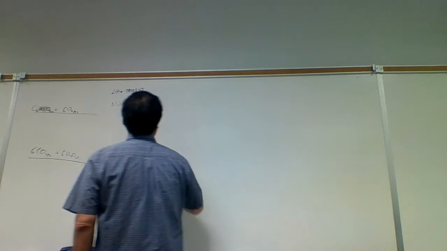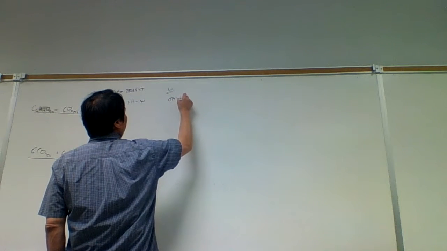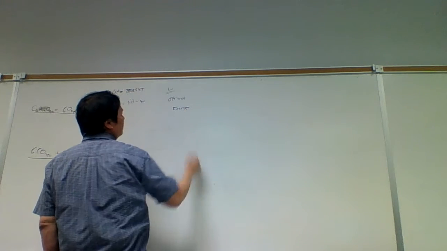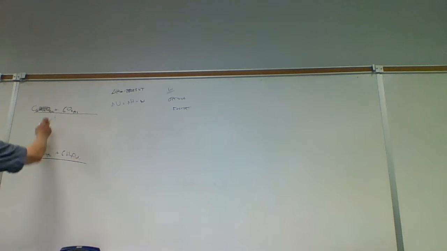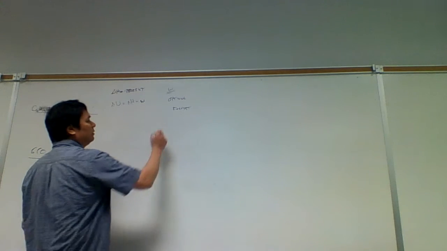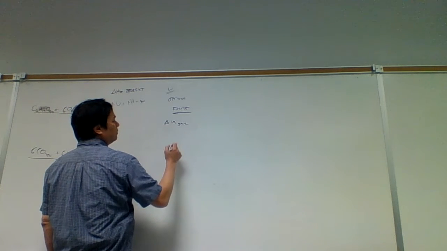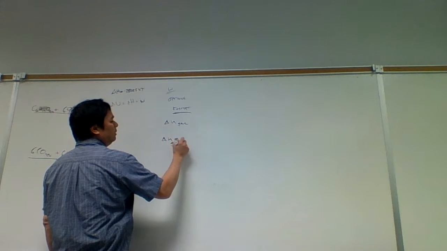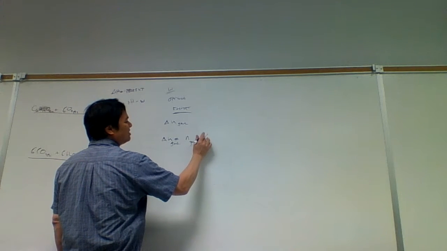And so the work term, options for that, from fastest to slowest. The fastest is delta N of gas. Delta N of gas is equal to the total moles of gas in the products minus the total moles of gas in the reactants.